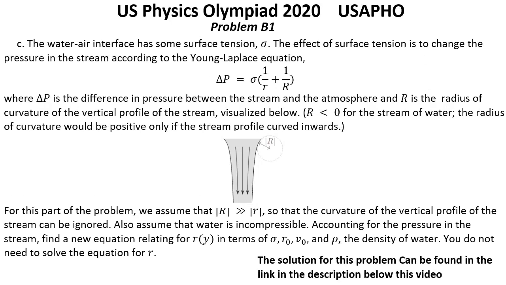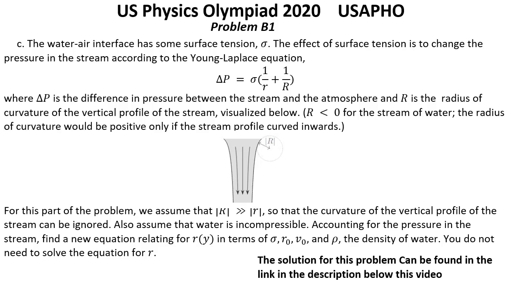Question C. The water-air interface has some surface tension σ. The effect of surface tension is to change the pressure in the stream according to the Young-Laplace equation, ΔP = σ(1/r + 1/R), where ΔP is the difference in pressure between the stream and the atmosphere, and R is the radius of curvature of the vertical profile of the stream visualized below.